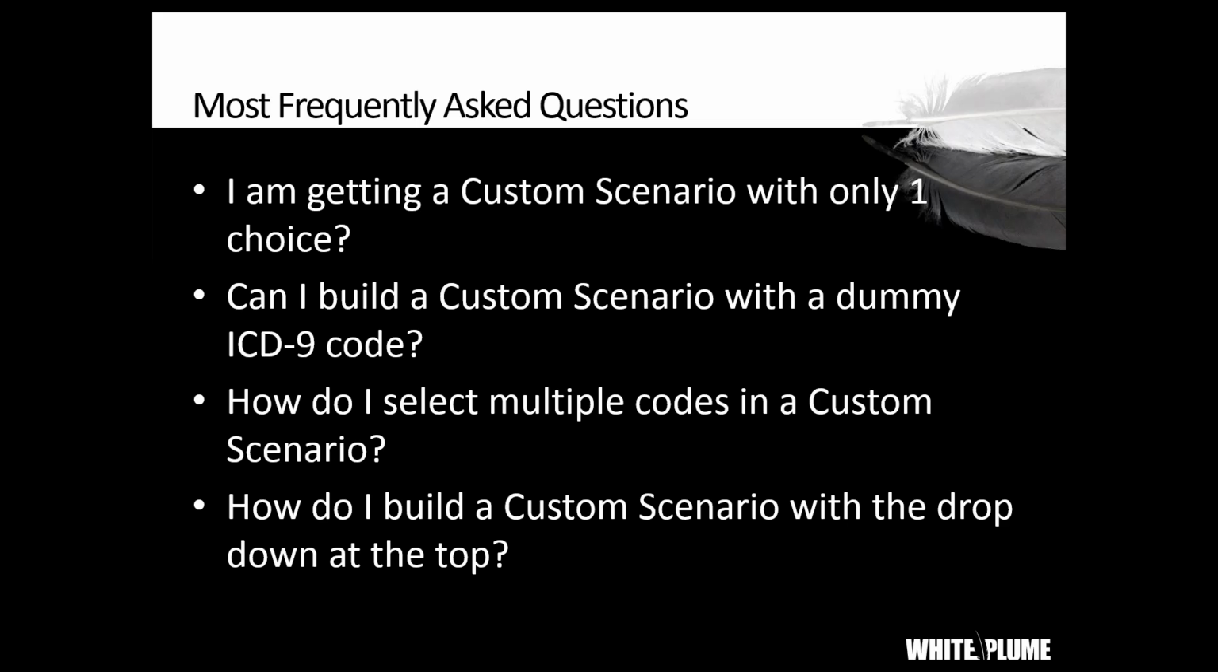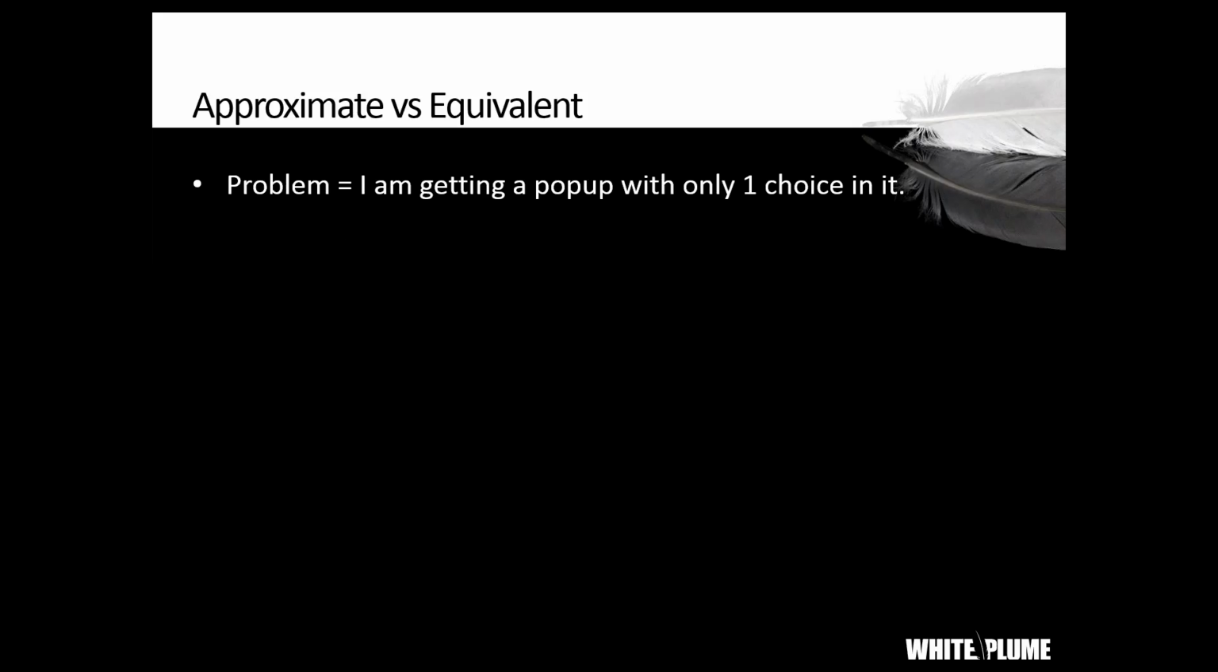Why am I only getting one choice in a pop-up? Right? That's the problem. I get a pop-up with one choice in it. And many people say, hey, if you've only got one choice, why are you showing it to me? Why don't you just select it automatically?